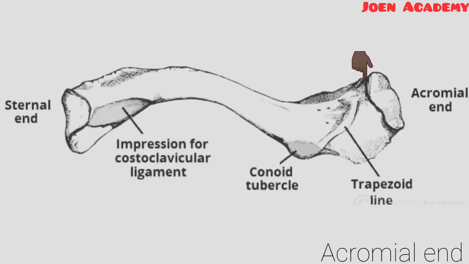The acromial end of the clavicle can also be known as the lateral end of the bone. It houses a small facet for articulation with the acromion of the scapula at the acromioclavicular joint. It also serves as an attachment point for two ligaments, the conoid tubercle and the trapezoid line. Conoid tubercle is the attachment point of the conoid ligament, the medial part of the coracoclavicular ligament. While the trapezoid line is the attachment point of the trapezoid ligament, the lateral part of the coracoclavicular ligament.